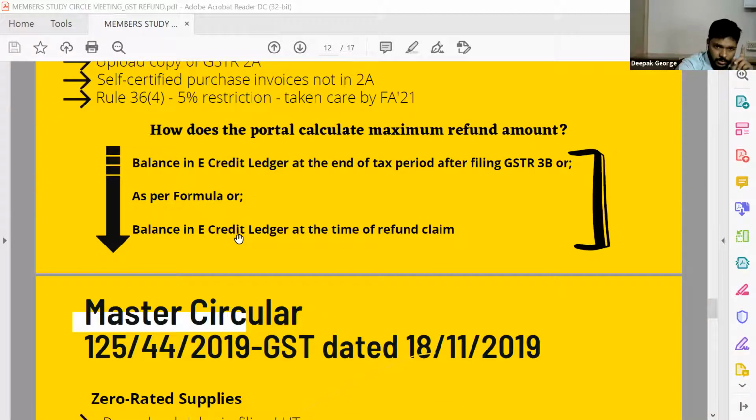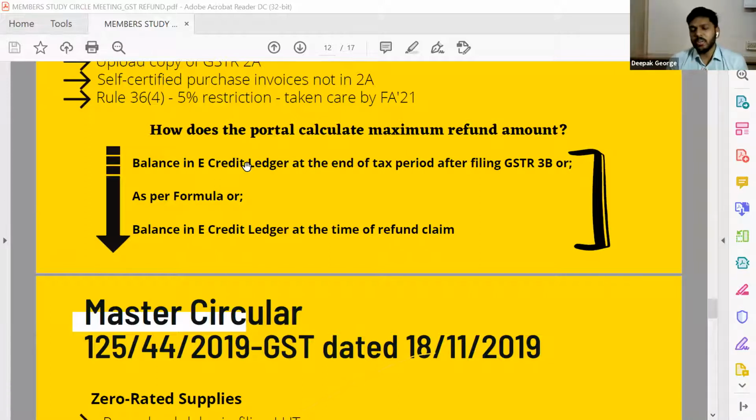The rule says, or the circular says, that you can claim the lower. You see this arrow indicates the lower of the 3 components. Either the balance of whatever is your ITC in the electronic credit ledger at the time when you file the refund application, which is the 3rd component here, or that formula I explained, which was quite hard, the net ITC, the refund amount as per that, or this one, that is the balance of the electronic credit ledger at the end of that tax period when you file GSTR 3B.